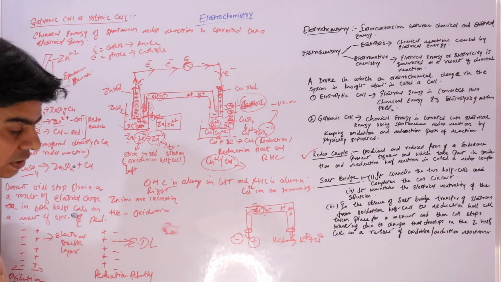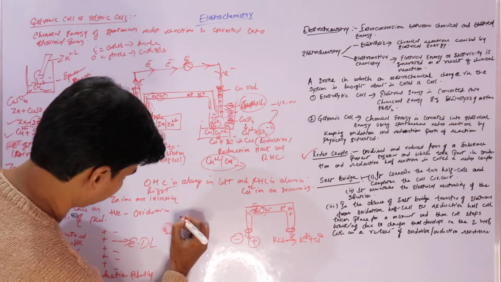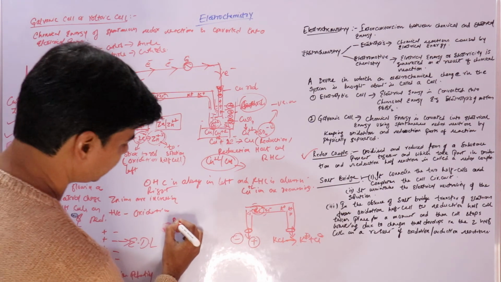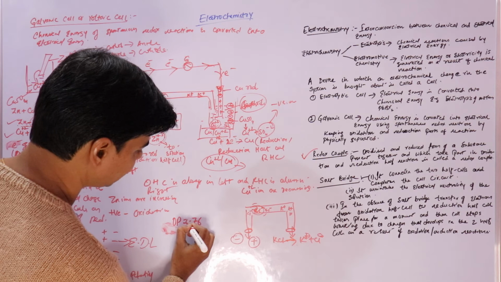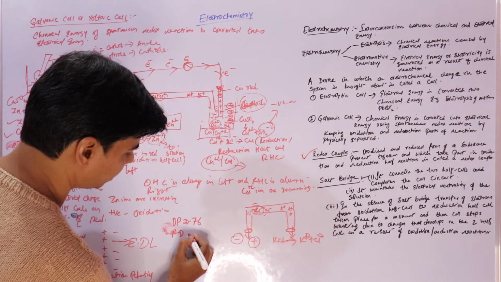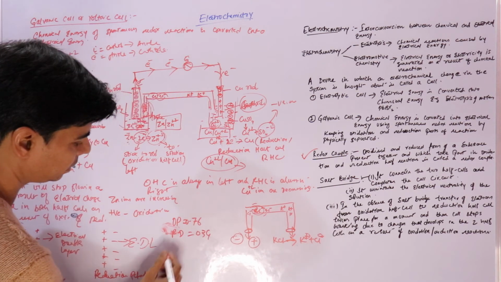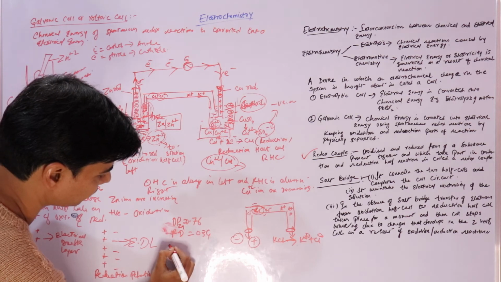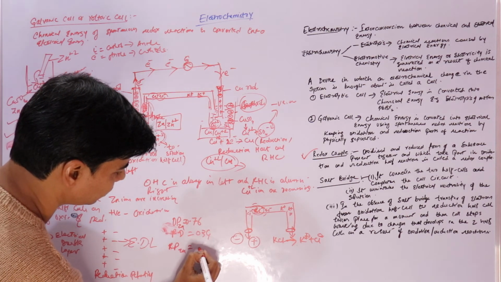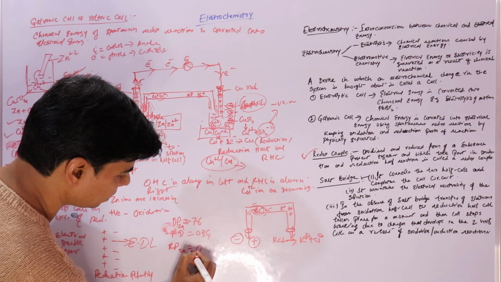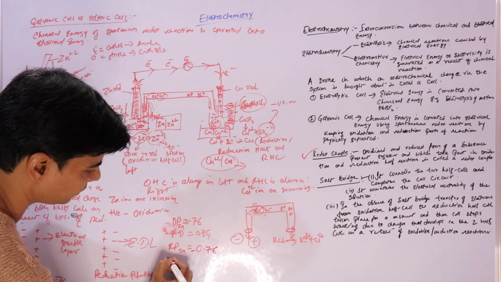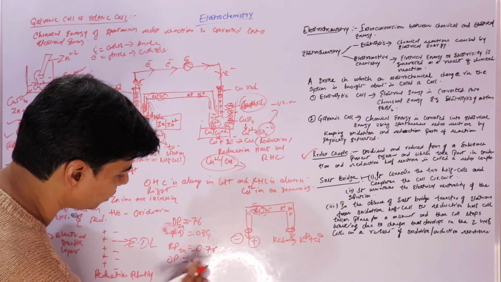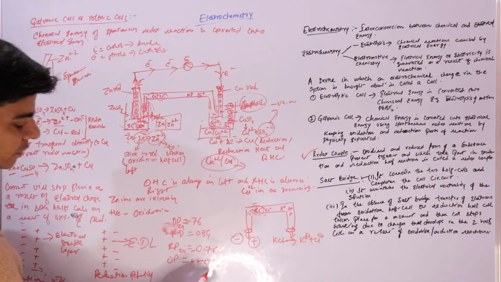Experimentally, the oxidation potential of zinc was found to be 0.76. The reduction potential of copper was 0.34, right? So what would be the reduction potential of zinc? The reduction potential of zinc would be equal to its oxidation potential but opposite in sign, that is minus 0.76. The oxidation potential of copper would be minus 0.34, which is very less, we know.